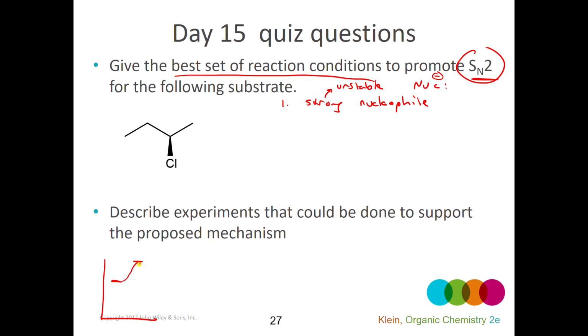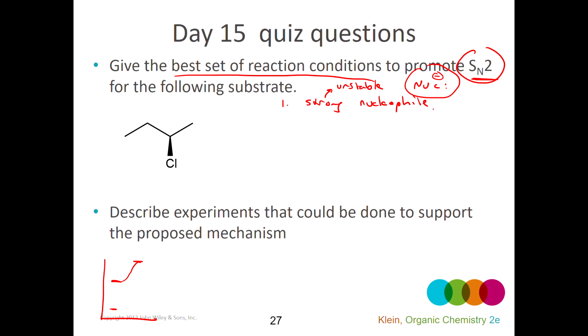Most of the collisions will have the energy necessary to get to the transition state if we start with something that's already unstable. If we start with a weak nucleophile and it was more stable in energy, then most of the collisions wouldn't have the energy to get to the transition state, and most of the collisions it would just bounce off.